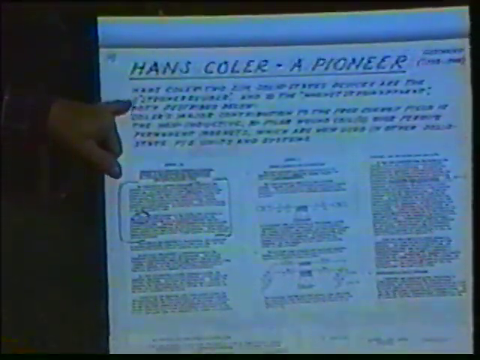It's light enough now. Now, this is the background on Hans Kohler. Now, we say he's a pioneer because he is the first one on record to identify this specific type of bifilar winding, or non-inductive winding. And so he must get credit for all these later systems that are coming along.